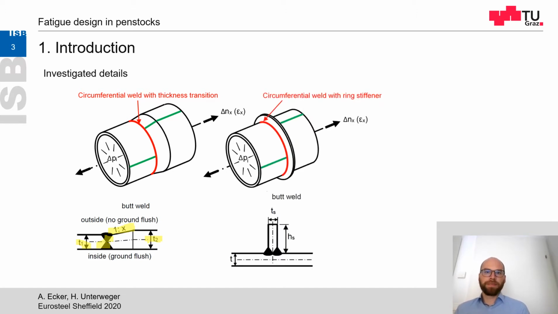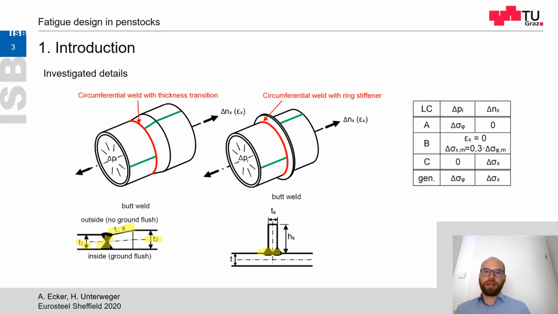The second detail is a ring stiffener welded onto the pipe, also with a circumferential weld. And especially in penstocks, different load conditions can occur. This table shows different load cases in penstocks. Load case A is a load case in which only an internal pressure occurs and no longitudinal force is applied at the penstock. In load case B, both ends of the pipe are fixed.